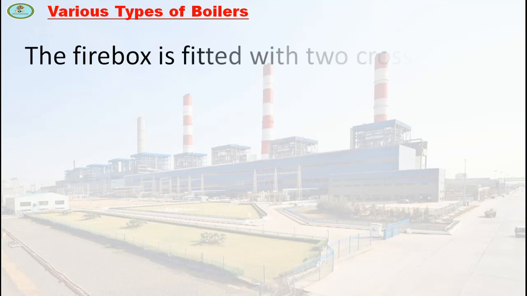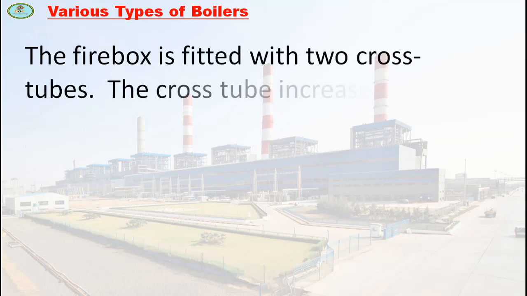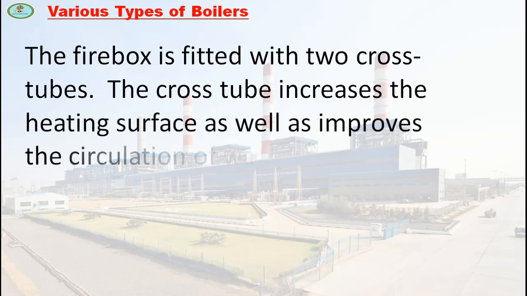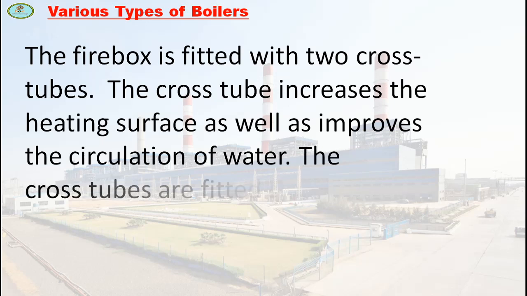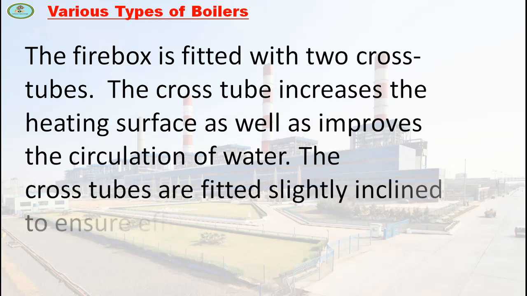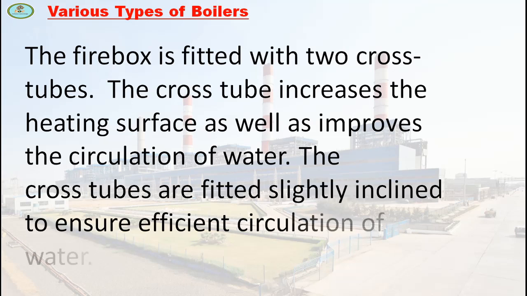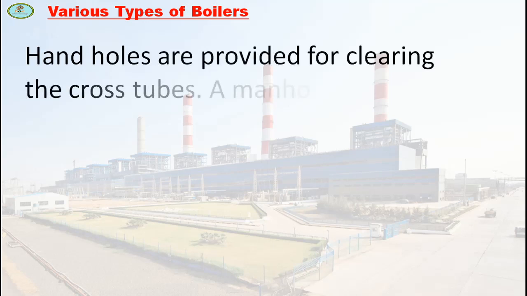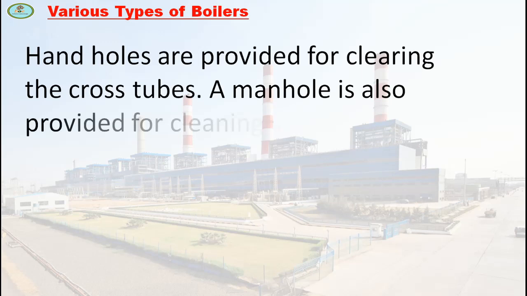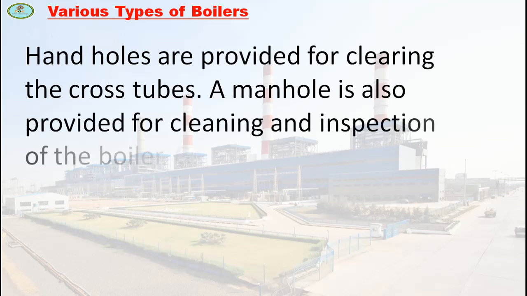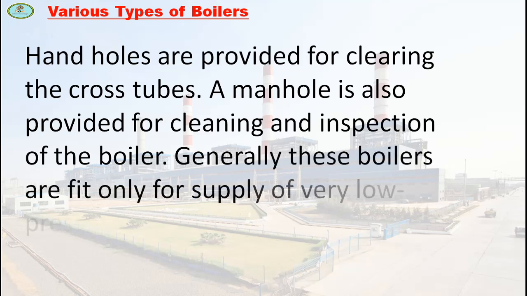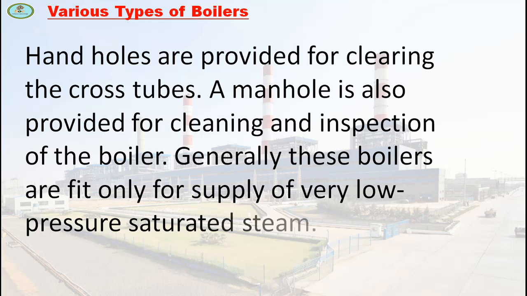The firebox is fitted with two cross tubes. The cross tubes increase the heating surface as well as improve the circulation of water. The cross tubes are fitted slightly inclined to ensure efficient circulation of water. Handholds are provided for cleaning the cross tubes. A manhole is also provided for cleaning and inspection of the boiler. Generally, these boilers are fit only for supply of very low pressure saturated steam.